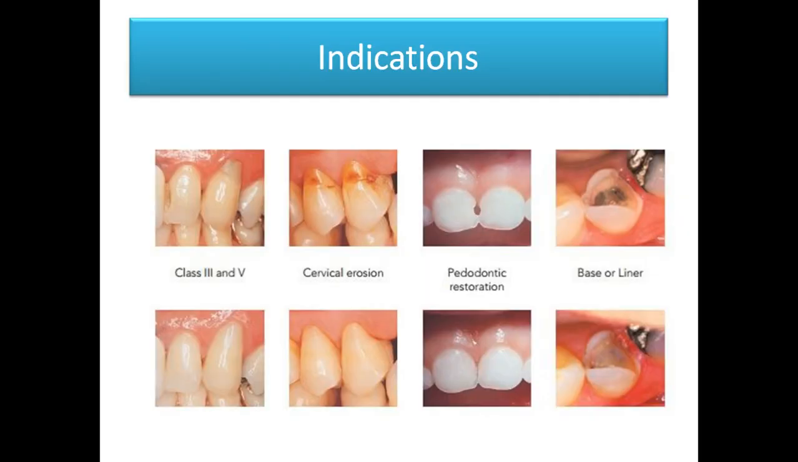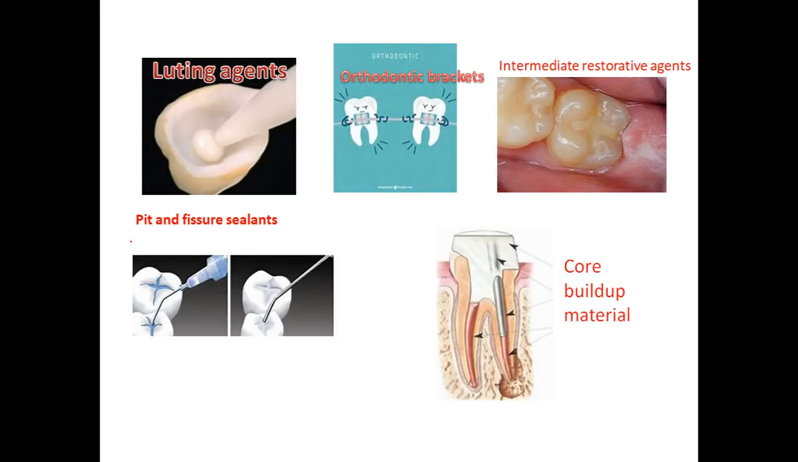They were mainly indicated in aesthetic regions like Class 3 and Class 4 restorations and cervical erosions. They are used as permanent restorative material, in periodontic restorations as base or liner, and they are also used for luting prosthodontic crowns and orthodontic brackets, as intermediate restorative materials, as pit and fissure sealants to prevent caries, and also as core build-up materials.